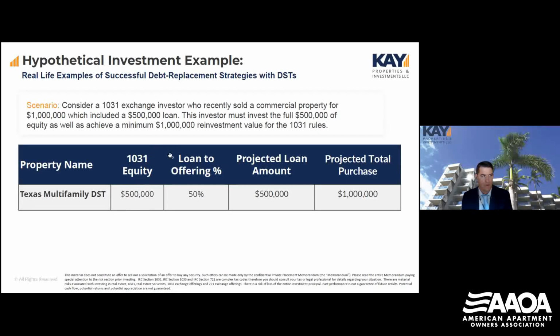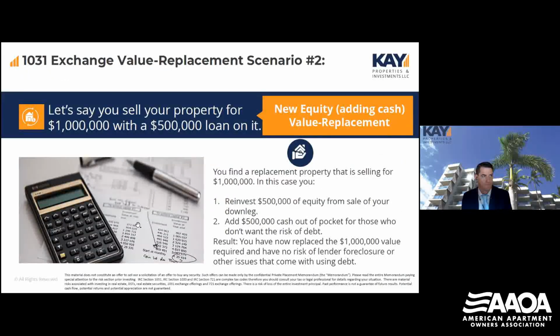So this 1031 equity in this column is the equity that would be coming from the 1031 exchange, and more specifically from the qualified intermediary. The loan to offering is 50%. So 50% of the $1 million purchase, the projected loan amount is $500,000. So if we add the 1031 equity with the projected loan amount, we've got the projected total purchase price of $1 million, just for orientation sake.